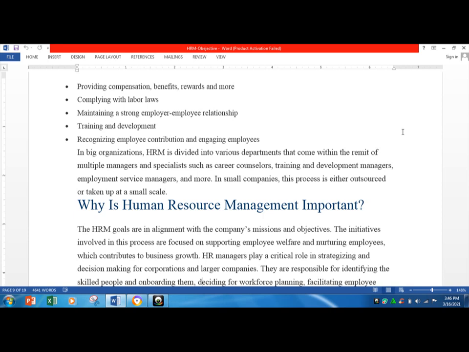Okay, so in big organizations, human resource management is divided into various departments that come within the remit of multiple managers and specialists such as career counselors, training and development managers, employment service managers, and more. So in small companies, this process is either outsourced or taken up at a small scale. So magdepende siya sa gidak-on. Okay?